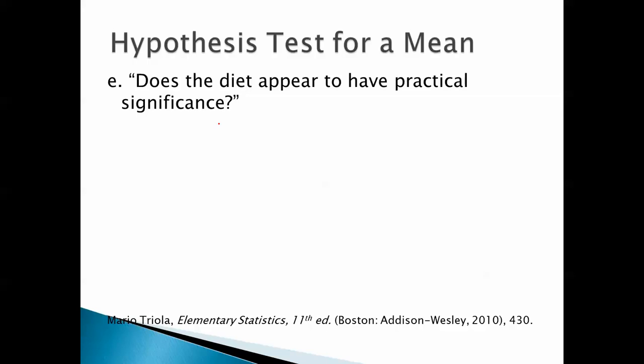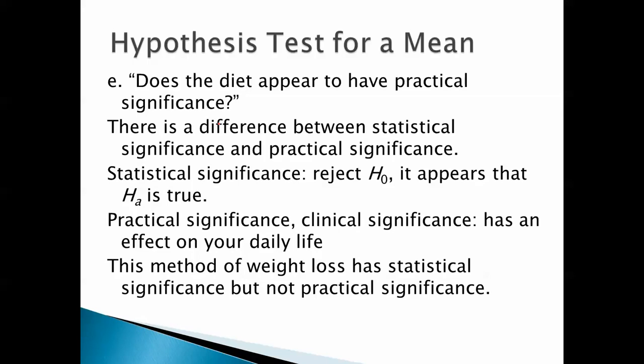Does the diet appear to have practical significance? Well, there's a difference between statistical significance and practical significance. Statistical significance means we reject the null hypothesis. Or in other words, it appears that H sub A, the alternative hypothesis, is true. That's what we have in this case. We have a statistically significant result. But practical significance, or clinical significance we sometimes call it, means it has an effect, an impact on your daily life. Well, this method of weight loss has statistical significance, but not practical significance. Because 3 pounds, yes, it was statistically significant. We did reject the null hypothesis, but the practical significance is negligible.